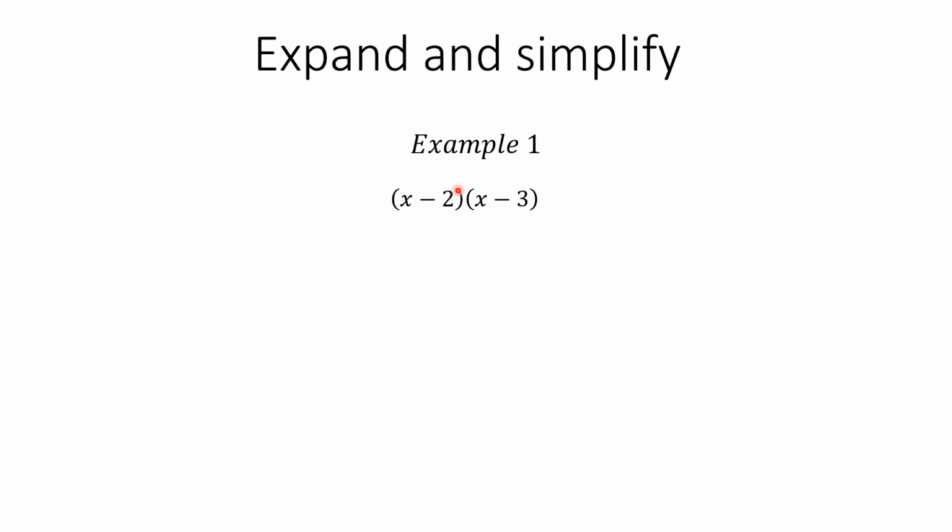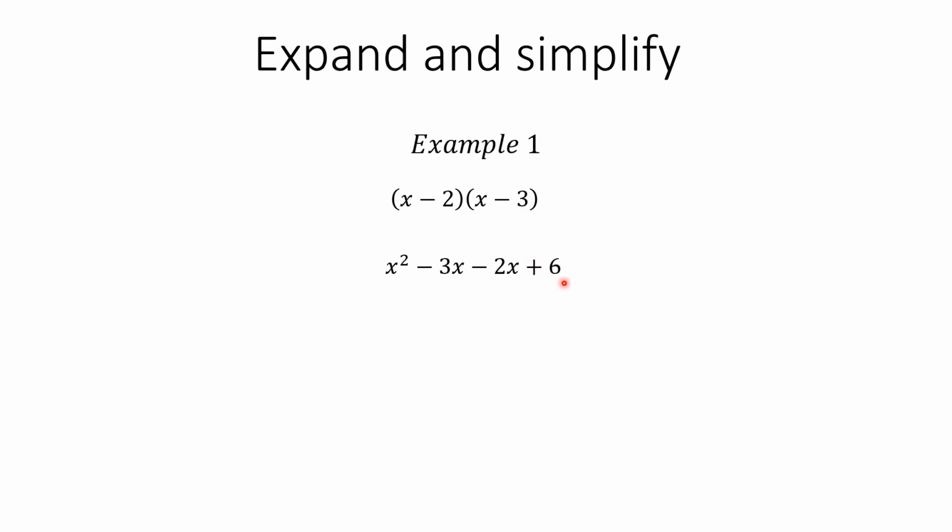So the first step is to multiply the first and the first, the first and the second, then the second and the first, the second and the second. If you do that, you're going to get x squared minus 3x minus 2x plus 6. So x squared we got when we said x times x, then x times minus 3 gives minus 3x, minus 2 times x gives minus 2x, then minus 2 times minus 3 gives plus 6.